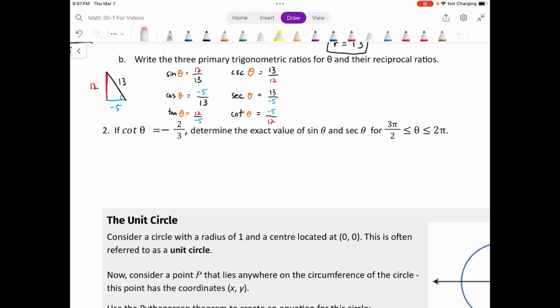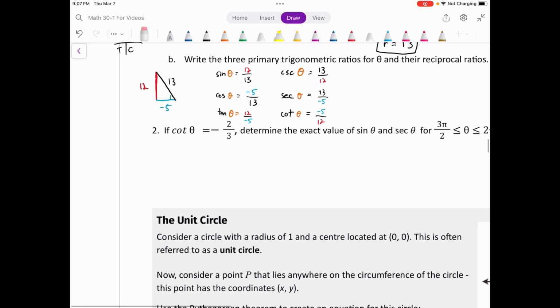All right, now here's kind of an interesting one. If cotan of theta is equal to -2 over 3, determine the exact value of sine theta and secant theta for this domain, for 3 pi over 2 being less than or equal to theta, being less than or equal to 2 pi. Okay, so this is good because technically cotan will be negative in two quadrants, right?